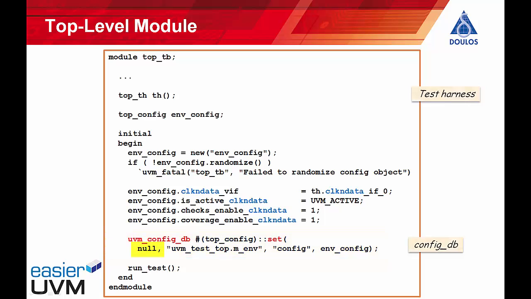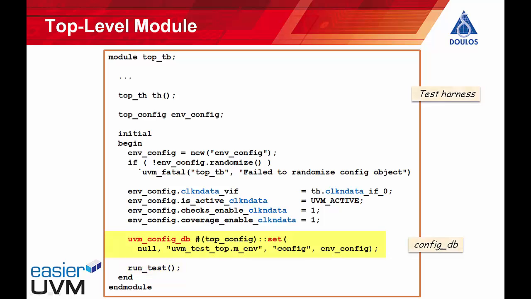The first argument, the caller, is set to null. The first argument is always a reference to the calling component. But if we're calling set from a top-level module, then of course there is no calling component. That's particularly pertinent because we're calling set before calling run test. And in UVM, it's the run test method that actually runs all of the UVM phases. So the UVM component hierarchy is only created when run test is called.